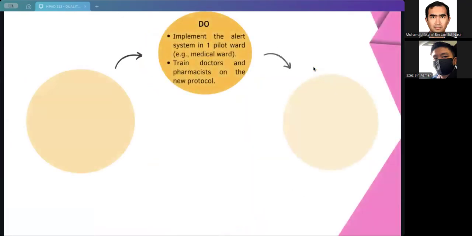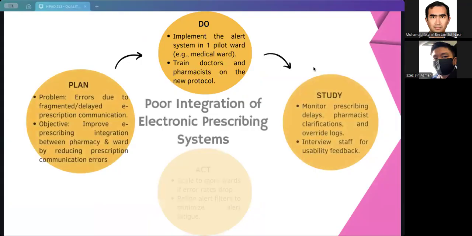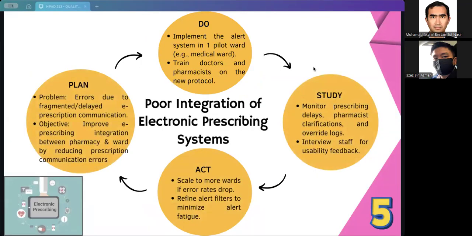root cause, it will be under poor integration of electronic prescribing system. So let's look at the plan, and the problem here will be fragmented and delayed communication, which can lead to serious error in prescription. The objective is to improve integration between the pharmacy and the ward and target a reduction in prescription communication error.